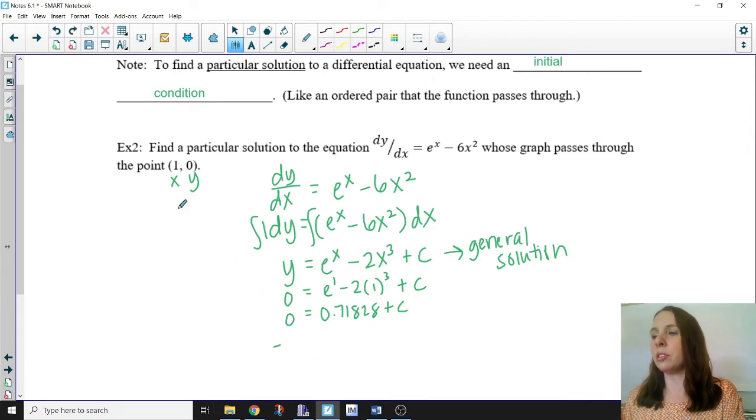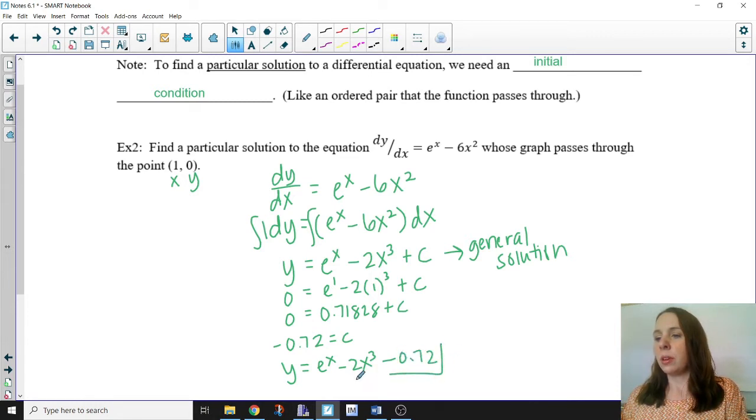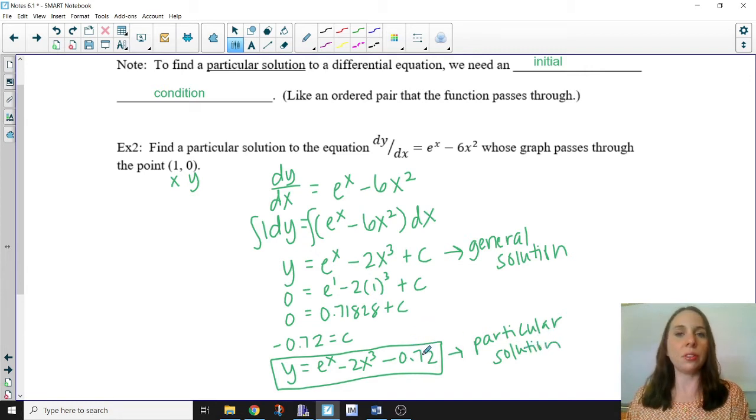Oh, man, I almost boxed that in as though that's the answer. That's not the answer. That's just the C value. Here's the final answer. The particular solution is y equals e to the x minus 2x cubed minus 0.72 as the C value. There we go. So your particular solution is the same as your general solution, but with a value in for your C.